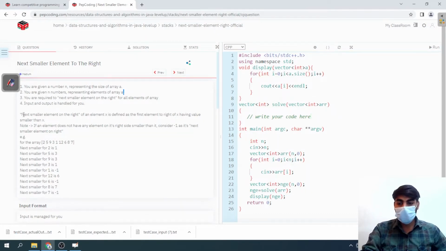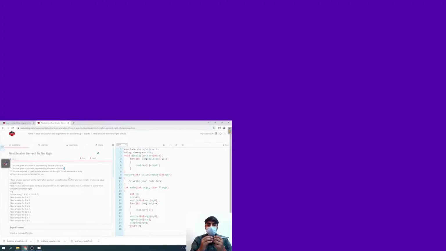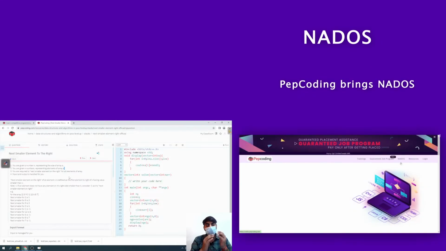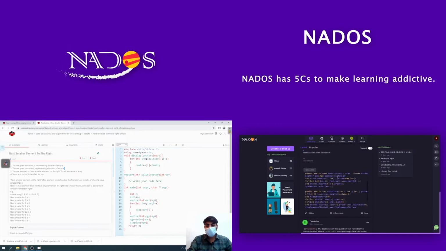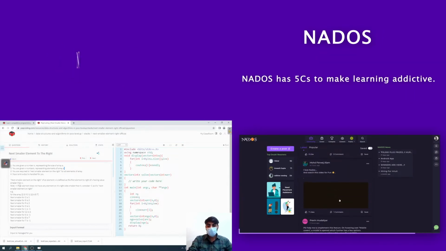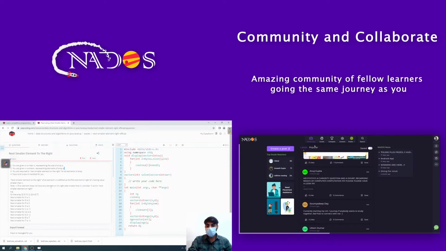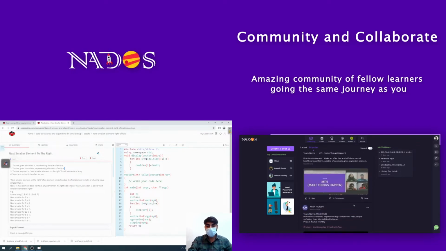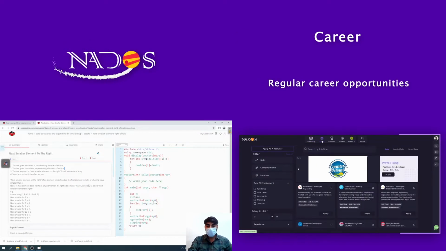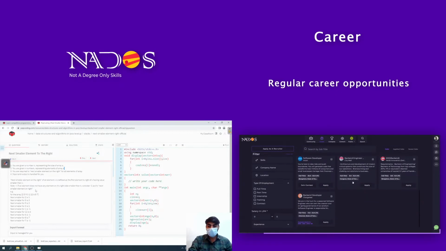There is another line given: the next smaller element on the right of an element x is defined as the first element to the right of x having a value smaller than x. So they are saying it is the element which comes on the right side of x and whose value is smaller than x. Then there is a note: if an element does not have any element on its right side smaller than it, consider -1 as its next smaller element on the right.